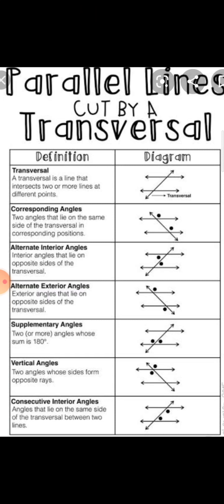Next is consecutive interior angles, or you can say pair of interior angles on the same side of the transversal. Angles that lie on the same side of the transversal between the two lines are called consecutive interior angles. Same side and interior. So these two dots are the example of consecutive interior angles.